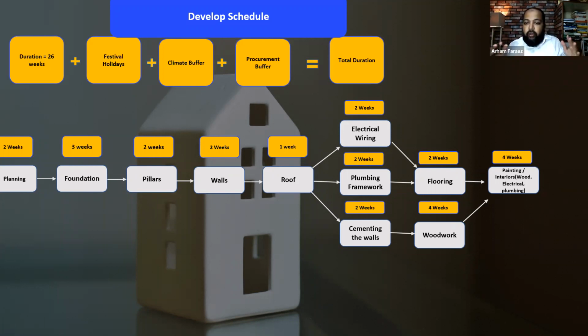We'll talk about all of these in detail: the dependencies, fast tracking, crashing, resource leveling and smoothing, and then leads, lags, and estimating, three-point estimate, beta estimates, rough order of magnitude estimating. All of these, float, free float, total float, we will cover in this series of videos. For now, just understand how we develop this schedule. So that's the final schedule that comes in for the project.